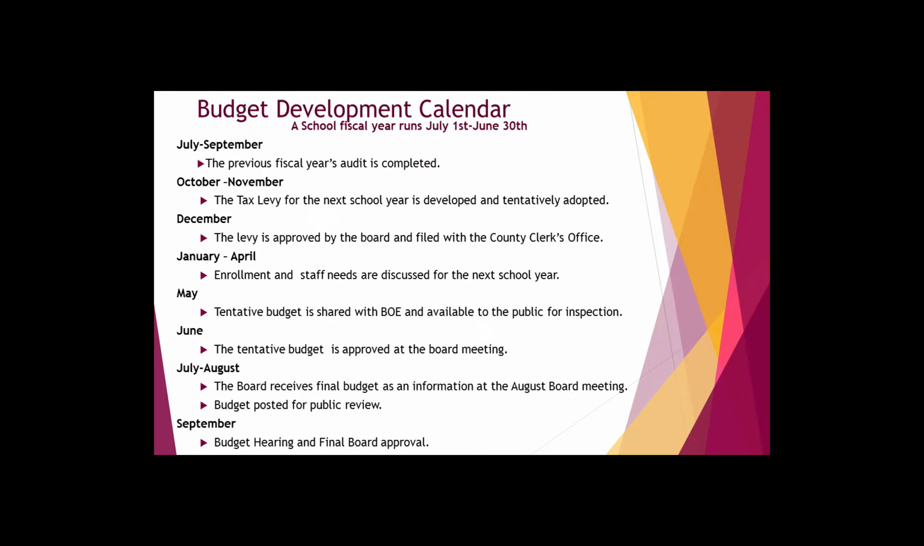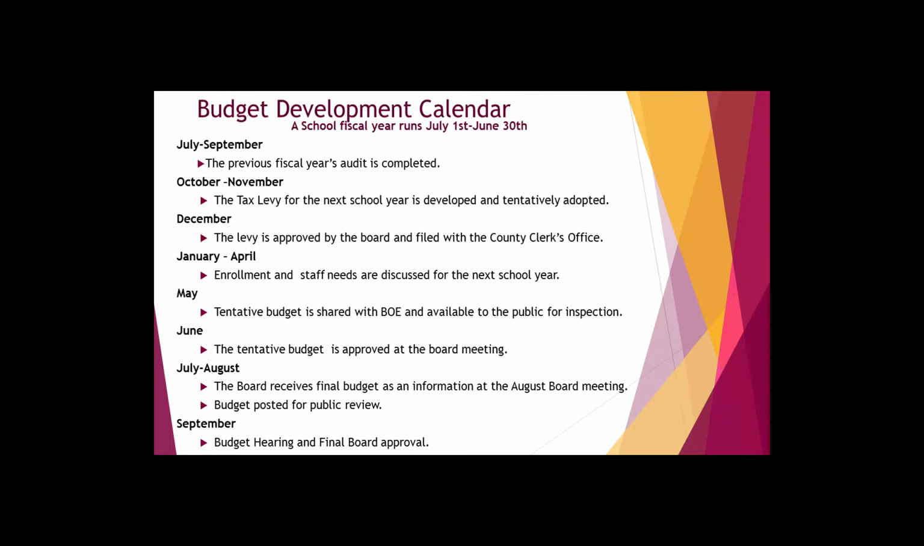July through September is when we're closing out the previous fiscal year, working with the auditor to get them all the paperwork they need to be able to do the annual audit. October and November is when the audit is completed, and we share in October the audit with the school board and our community, and then we begin developing the tax levy for the next school year.